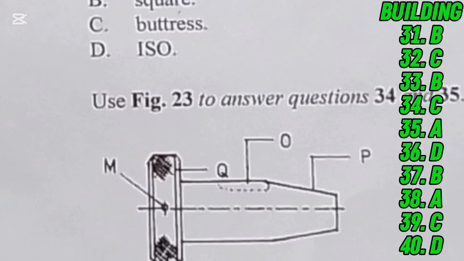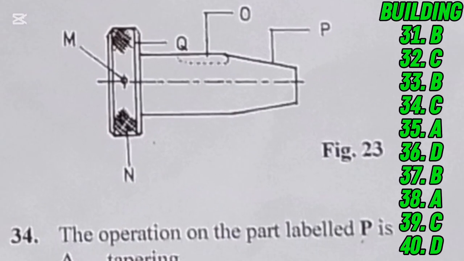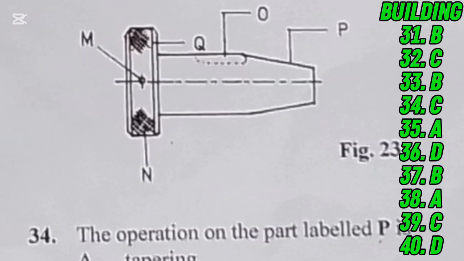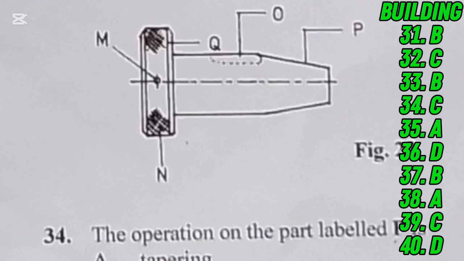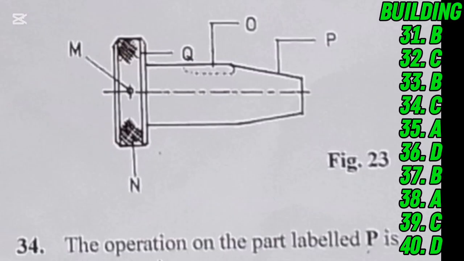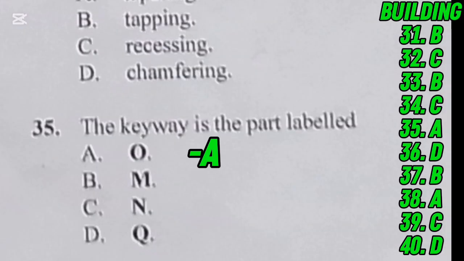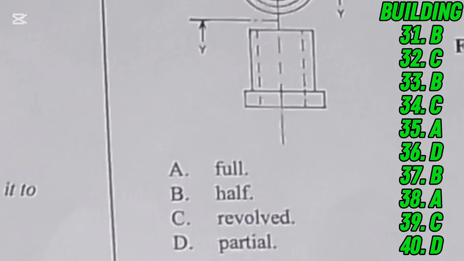Now we are told to use figure 23 to answer questions 34 and 35. Let's see what 34 says. The operation on the part labeled P is recessing. This is the same thing as C for building drawing, like you can see there. Now 35, the keyway is the part labeled O, which is A, and it's also the same thing with 35 for building, which is A. Now question 36, very quickly.